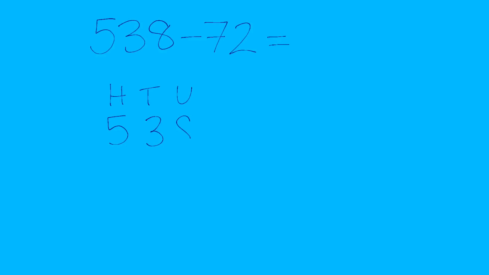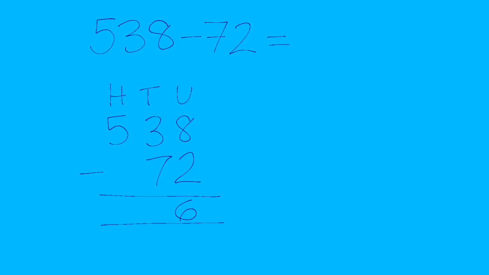Let's have a look at another question. So this time we're going to do 538 subtract 72. So a larger question this time. So set it out in columns, remembering this time we've got hundreds, tens and units. And then 72, lining those up correctly so that the 7 is under the tens. Start with the units column. 8 subtract 2, we can do that. 8 subtract 2 is 6.